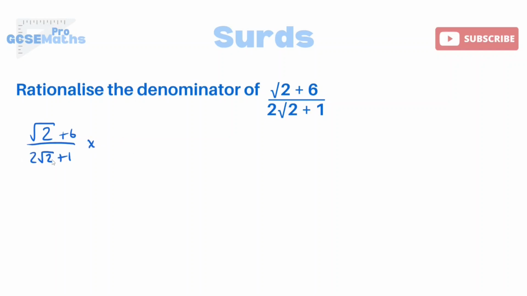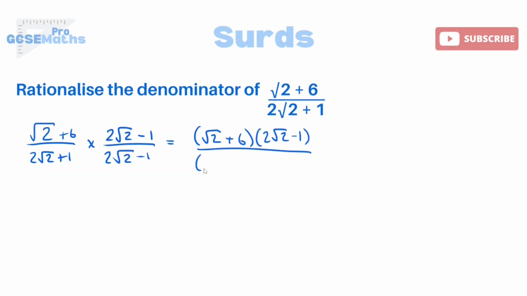We're going to multiply by the denominator, but I need to change the symbol. So it's already a plus, I need to make it a minus. We're going to multiply by 2 root 2 minus 1 on the top and the bottom of the fraction. Now I'm going to write it out in brackets just so I can expand it more easily. So I've got root 2 plus 6 times 2 root 2 minus 1. And at the bottom, 2 root 2 plus 1, 2 root 2 minus 1.